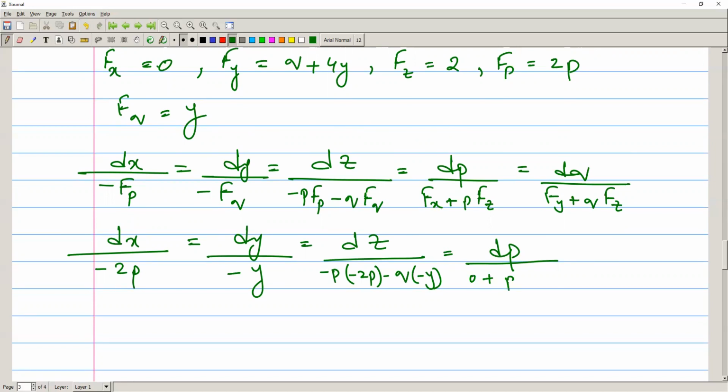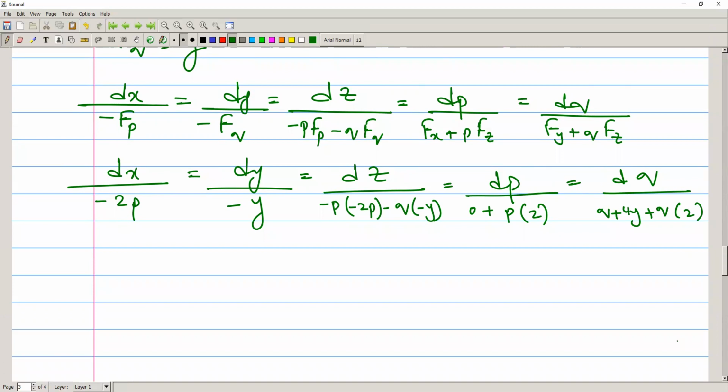plus p times fz. fz is 2, and dq over fy. fy is q plus 4y plus q times fz, so q times 2. So now we have to take a pair from this system, and we have to choose such a pair that we can easily solve by using the variable separable method.